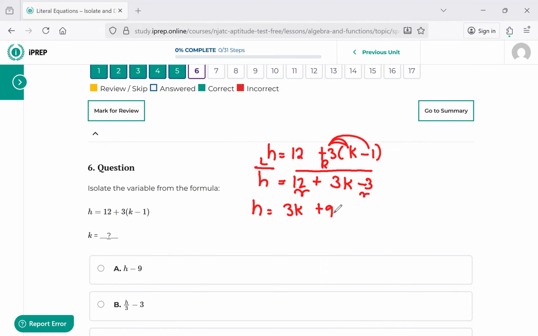Okay. Now go ahead and solve for k. So now what I'm going to do is subtract 9 from both sides. So you get h minus 9 equals 3k. And then you solve for k by getting rid of this 3 by dividing everything by 3. So you get k equals h minus 9 all over 3.